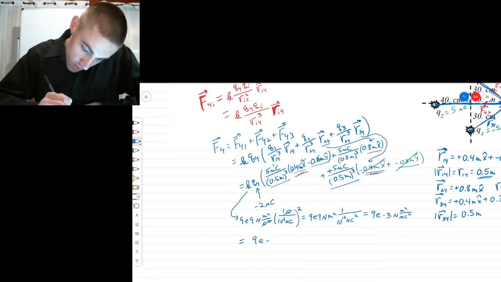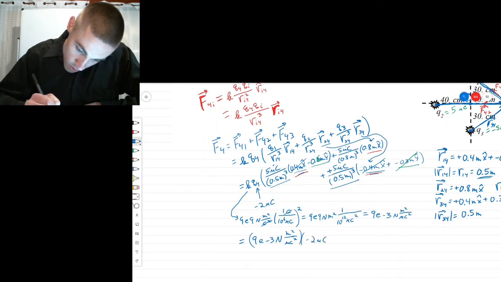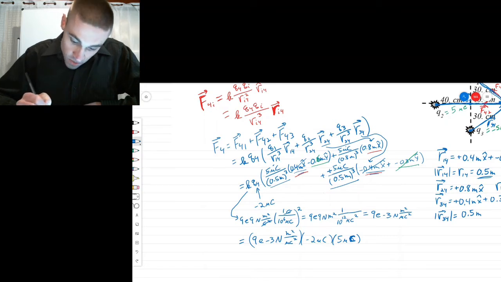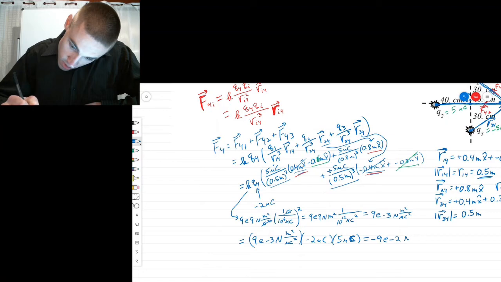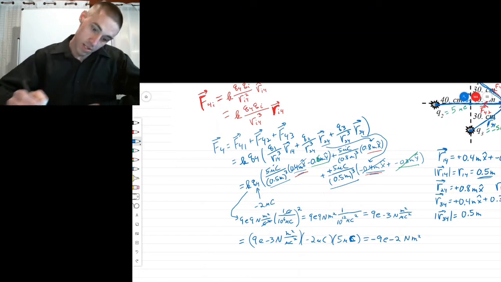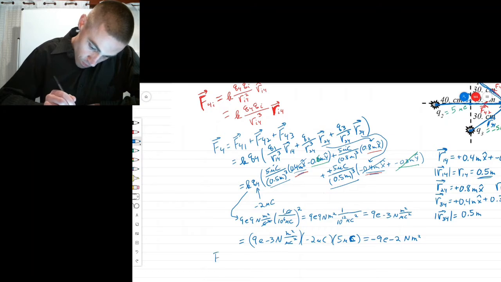So we have 9 times 10 to the minus 3 Newton meters squared per microcoulomb squared, and we're going to multiply that by minus 2 microcoulombs times, I'm going to pull out this factor of 5 microcoulombs that shows up in each one of these terms here. 2 times 5 is 10, 10 times 9 times 10 to the minus 3 is 9 times 10 to the minus 2. And there was a minus sign as well. And that'll be in units of Newton meters squared, so that's going to be a prefactor.